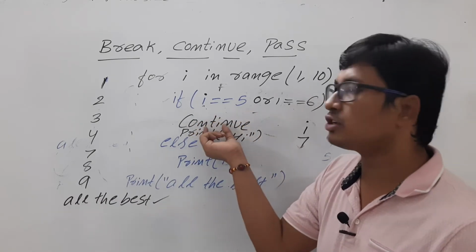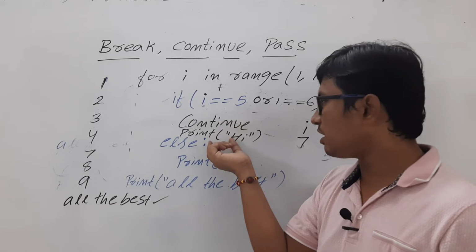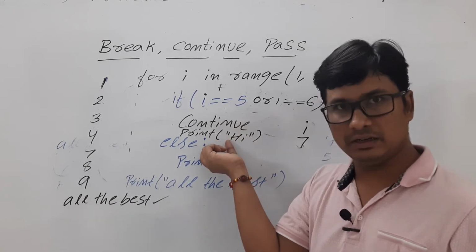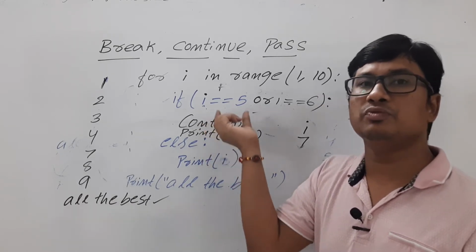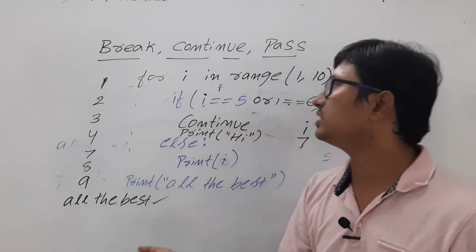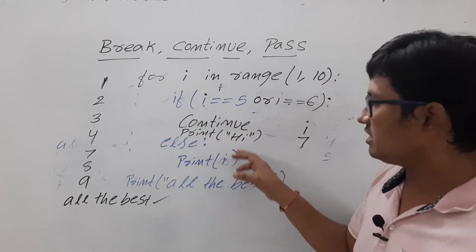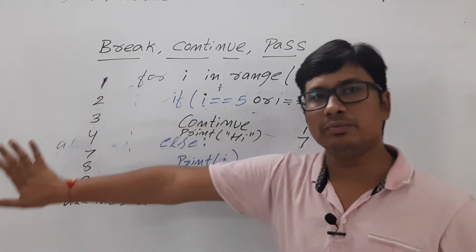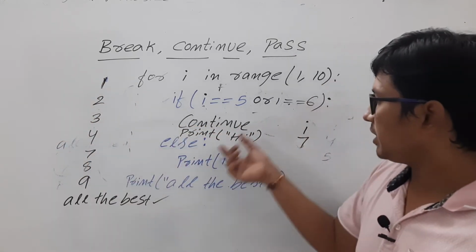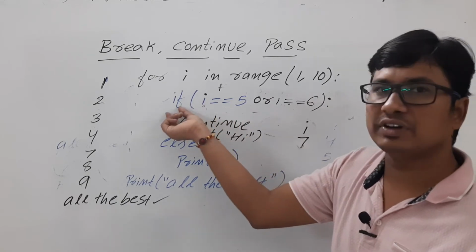However, there is a continue. Whatever statements come after the continue will be skipped for the current iteration, and it will go to the next iteration. So even if you write any statements after the print, the output will be the same. Is it clear? Because these statements belong to this if condition.